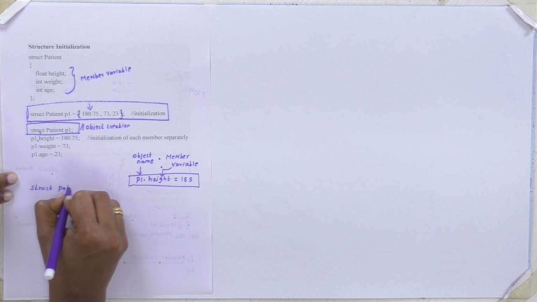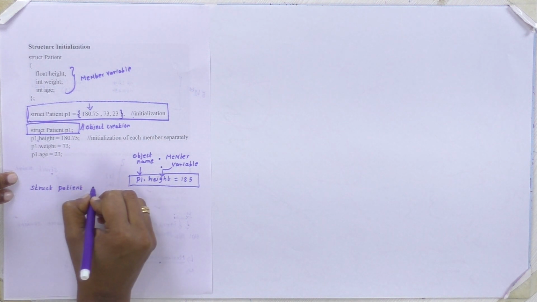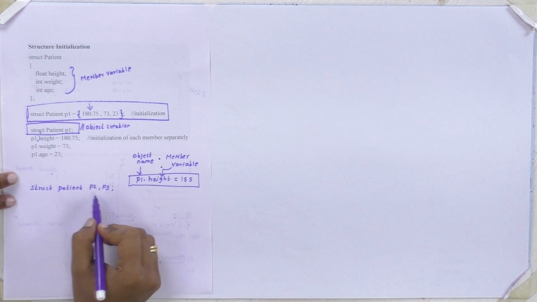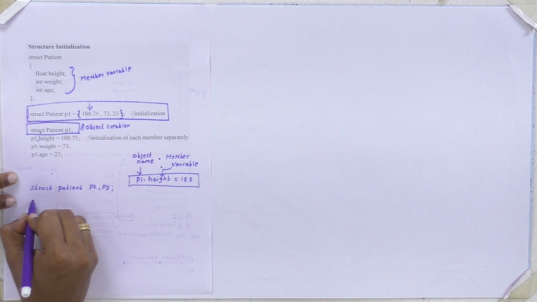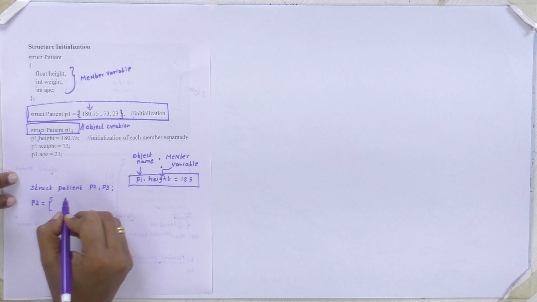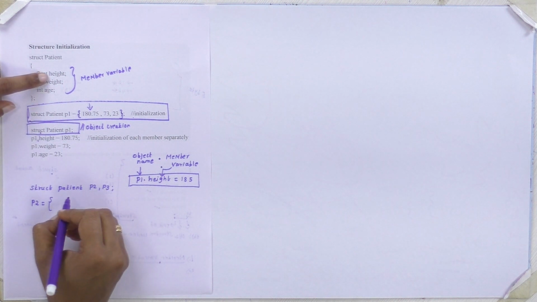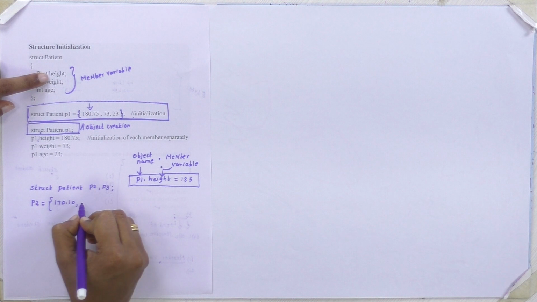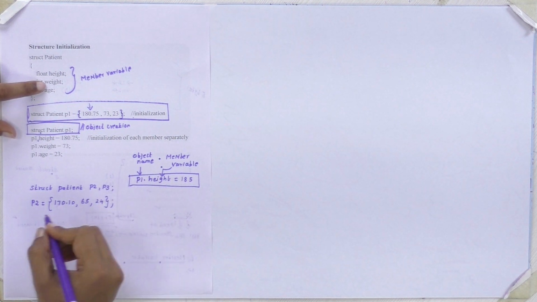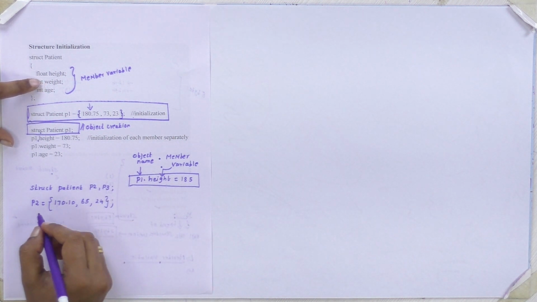Struct patient P2, P3. So I am creating another two objects for this. So I am explaining. P2 equal to, I am going to initialize the value by using a flower base. So height of the person is 170.10 and weight of the person is 65 and age of the person is 24. So this is one of the ways of initialization.